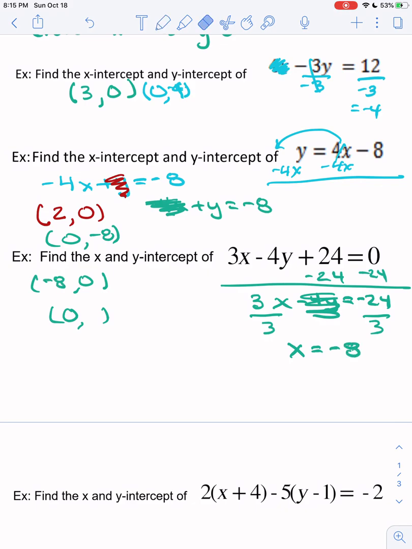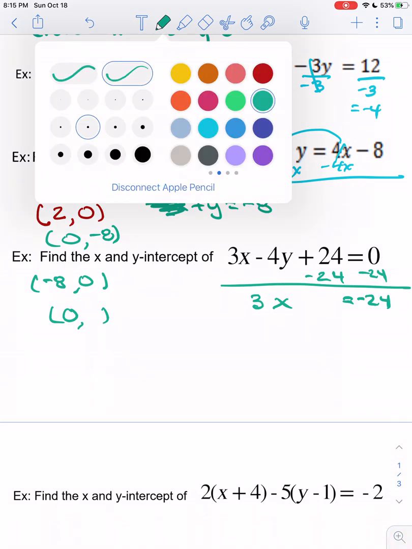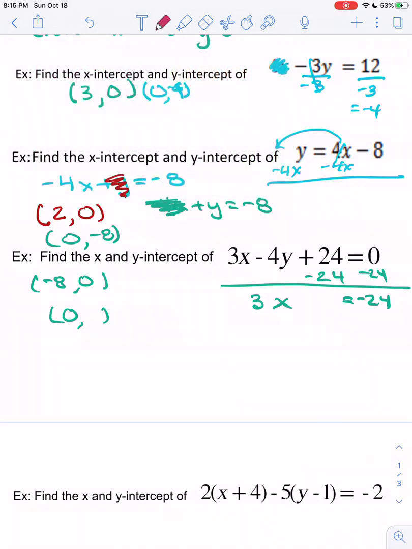And let me see if I can undo what I just did. Okay, change colors, and that was -4y. So now we want to get rid of the x to find what our y is going to be. Divide each side by -4. It looks like y is going to be +6.